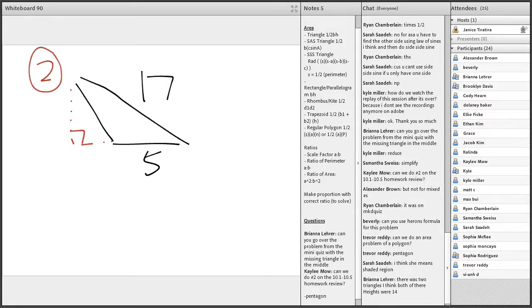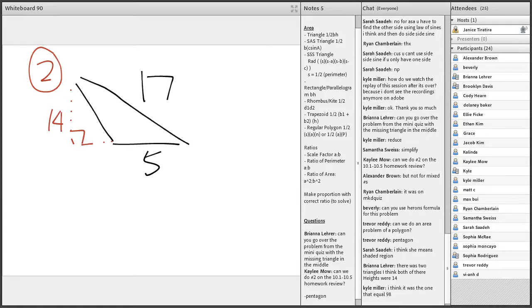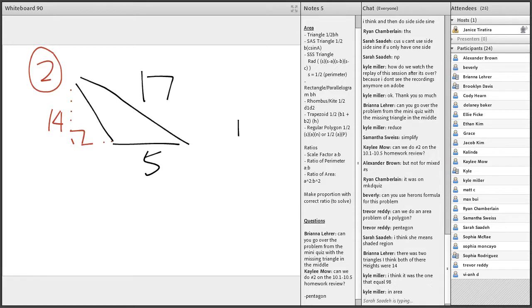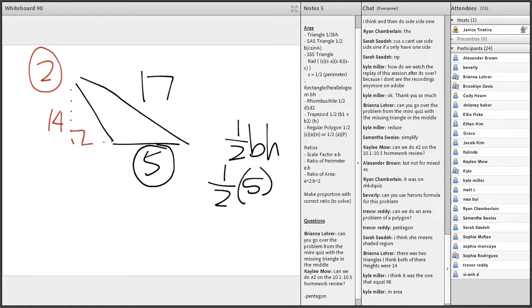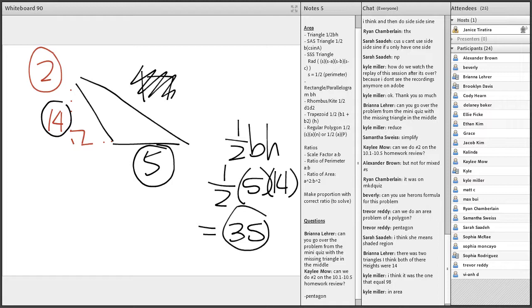Okay, so in this case, find the area of the black triangle, not the red, the black triangle. Because it's a triangle, we do 1/2 base times height. And then we would do 1/2, the base is 5, and perpendicular to that is 14. So in other words, we did not need the 17. That was there to kind of throw you off. So we take half of 70 and we will get 35. So hopefully, Kaylee, that was your question.